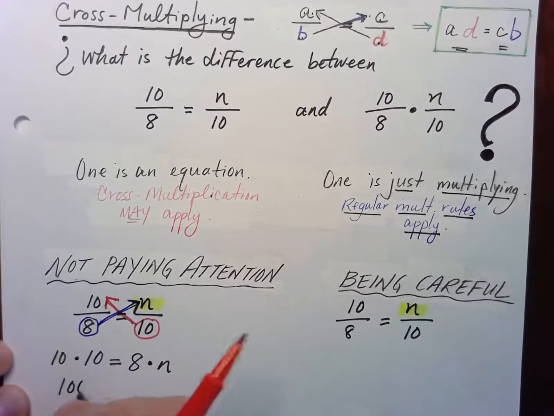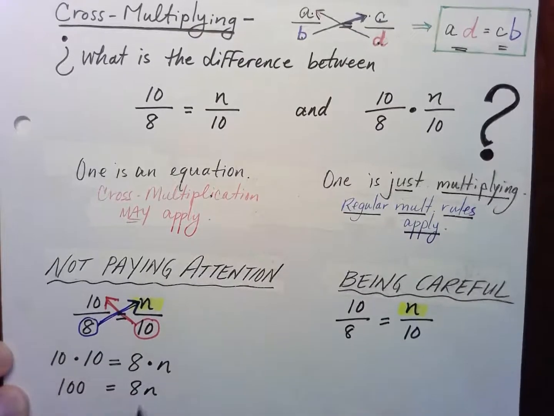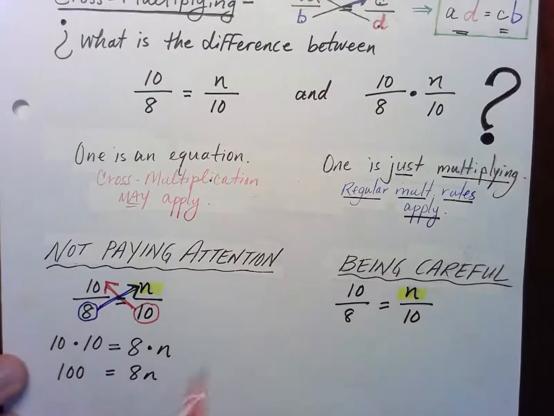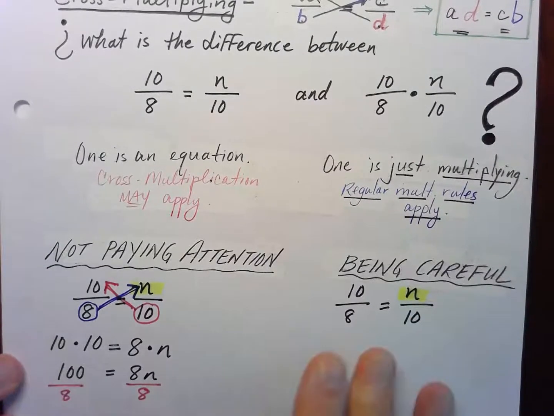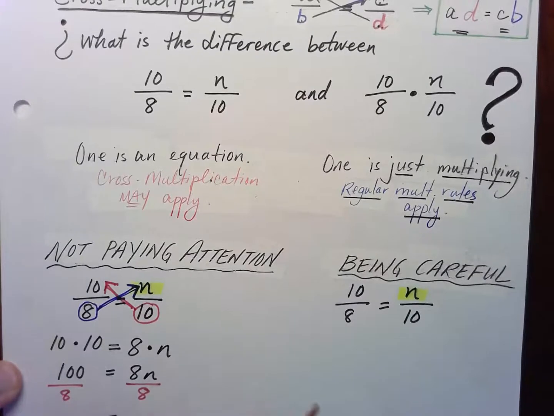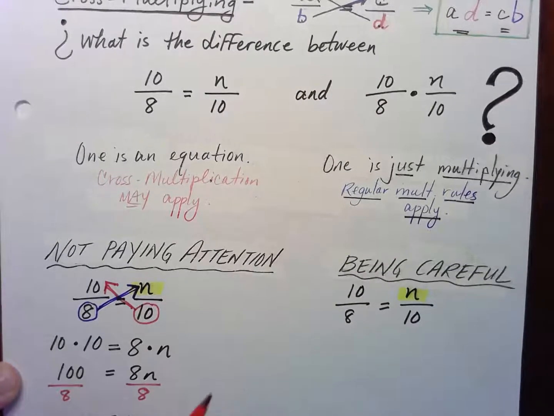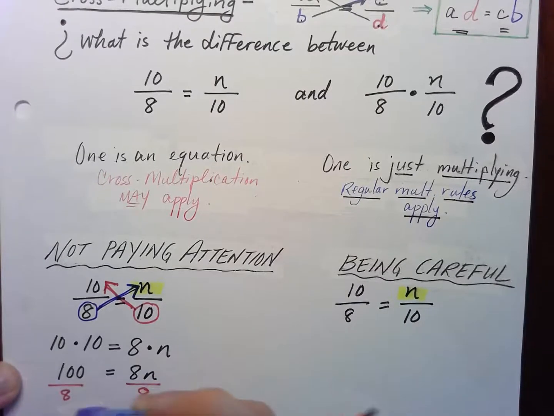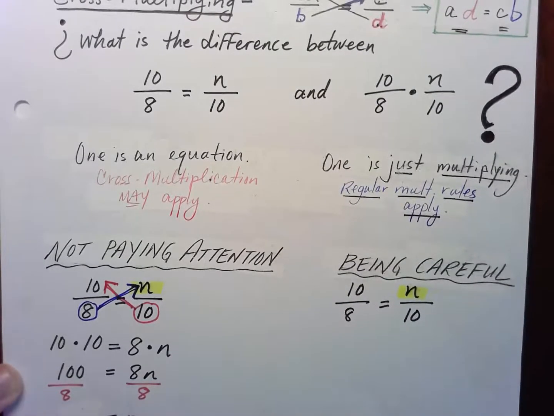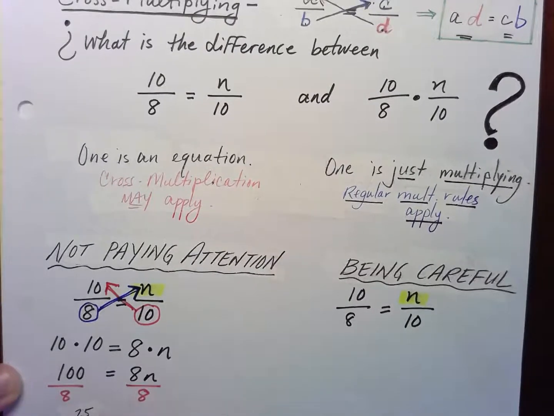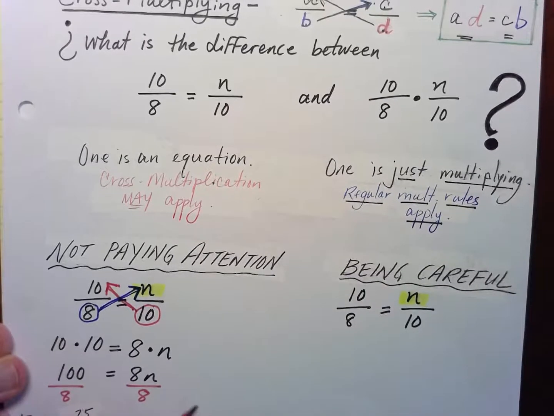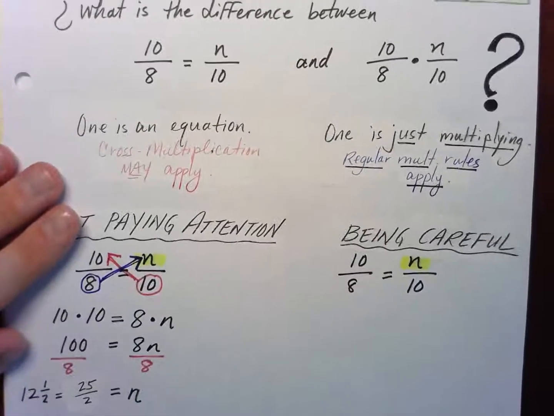So here we have 100 equals 8n, and if I still want to solve for n, you should realize by now that we're just going to be dividing by 8, and I'm going to get n equals 50 over 4, or 25 over 2, I should say, excuse me. 25 over 2, which is 12 and a half.